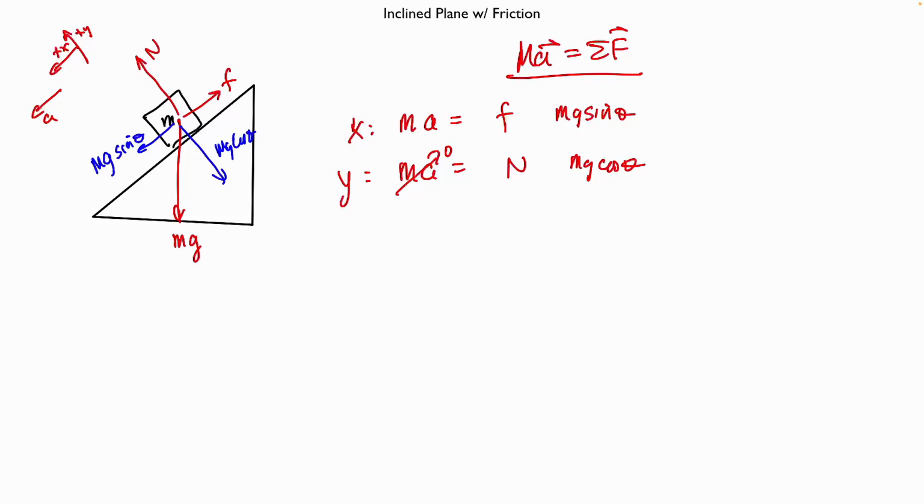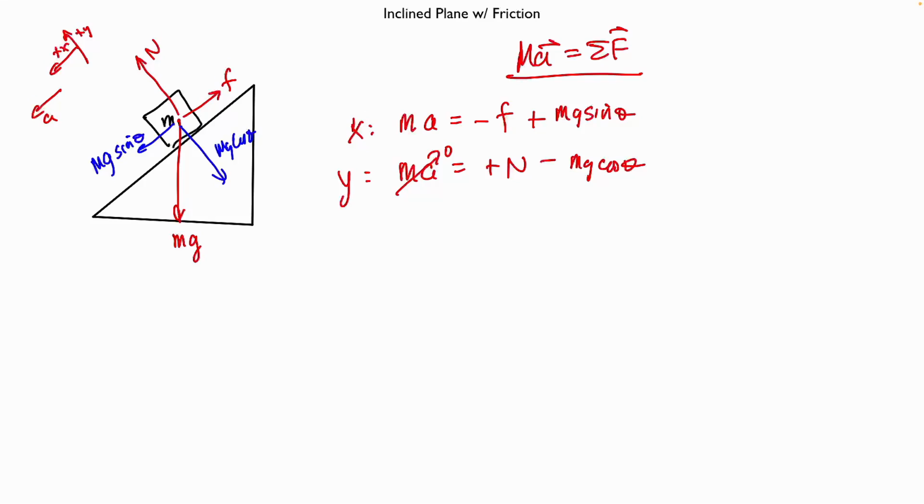I'll go back and do the signs. F, positive or negative? Negative. Why is F negative? Because F is pointing up, and up is always positive. No, it's not. Look at your coordinate system. Positive x is down the slope. F points up. That means it's negative. mg sine theta, positive or negative? Positive. Normal force, positive or negative? Positive. And then negative.